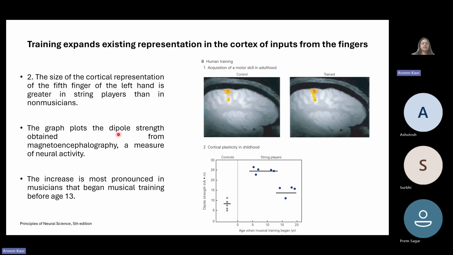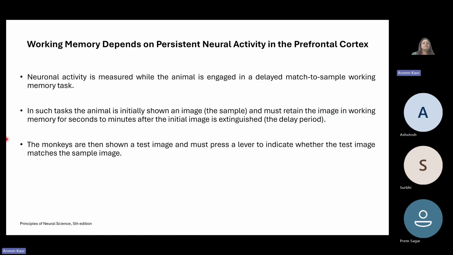So the graph plots the dipole strength obtained from the magnetoencephalography, a measure of neural activity. The increase is most pronounced in musicians that begin musical training before the age of 13, right? You can see that the strength of the signal is highest in those players. And it is still higher than non-musicians even after 13 years of age, but it is still not as high as if they had begun their musical training before the age of 13, right? So that is when the brain is also more plastic. There's more plasticity between synapses and all.